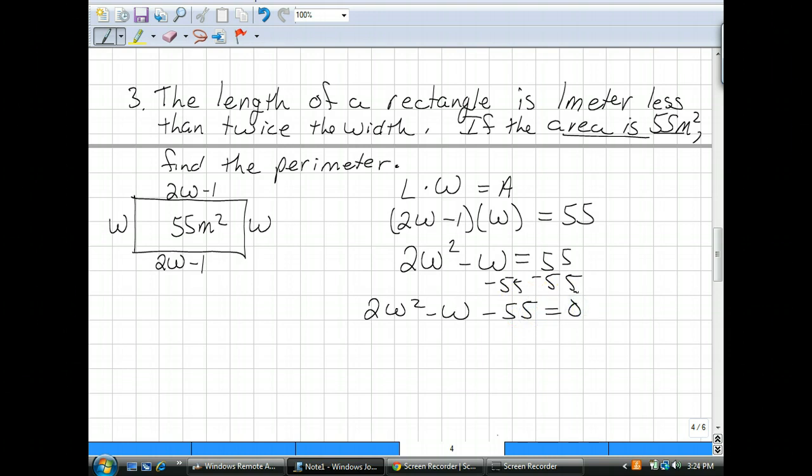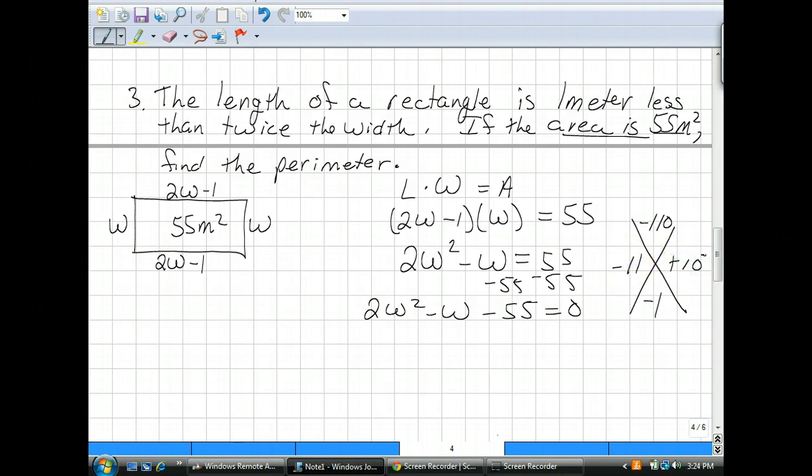All right, now in this particular problem, we have a leading coefficient. We have 3 terms. So remember that we take the 2 and multiply it times the 55, and so that's going to be a negative 110, and a negative 1. So what times what is negative 110 but adds up to negative 1? Well, it's going to be negative 11 and positive 10.